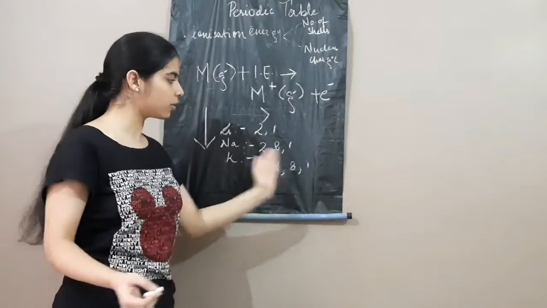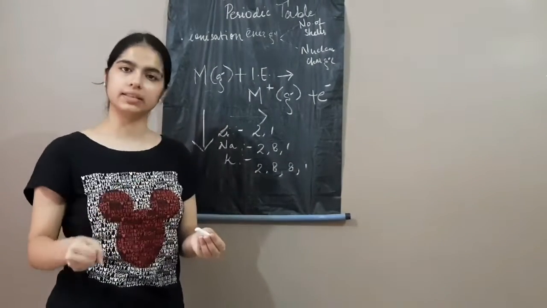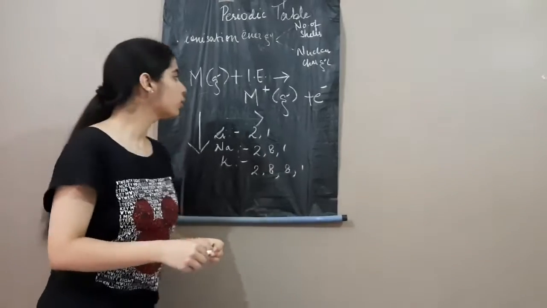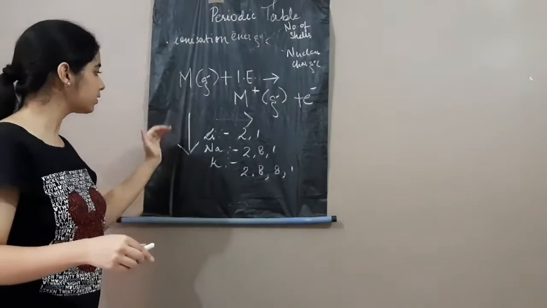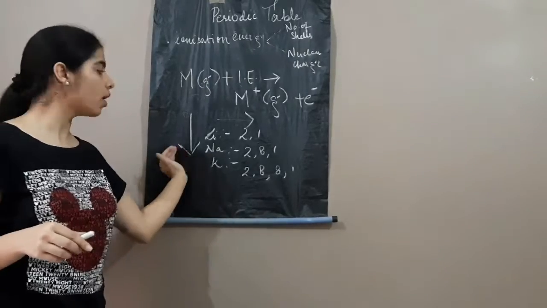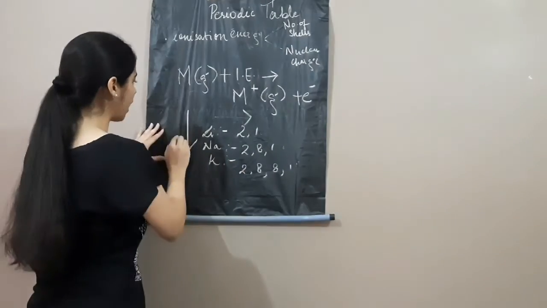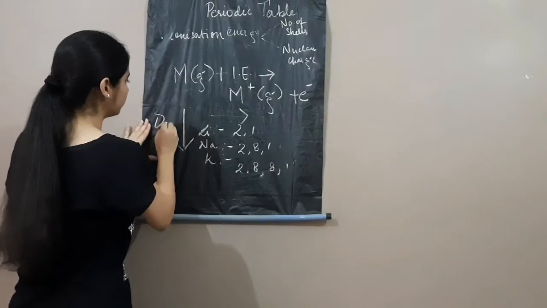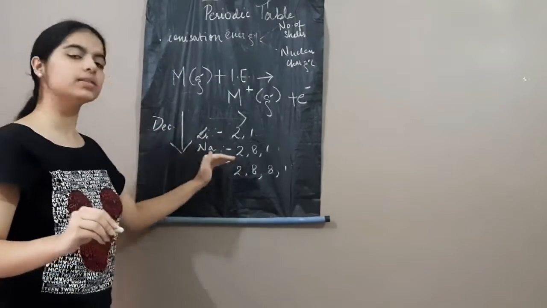Of course, with the number of shells increasing, the atomic size increases and thereby it is easy to remove an electron. So that implies what? Less ionization energy will be required. Lesser energy will be required if we go down the group to remove an electron. Right, so down the group, ionization energy decreases. Why? Because the number of shells increases.